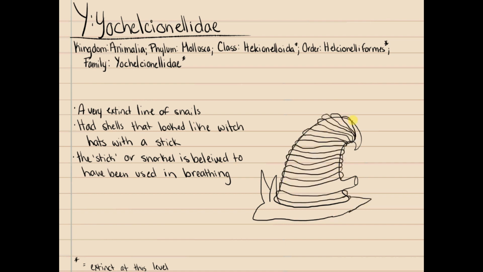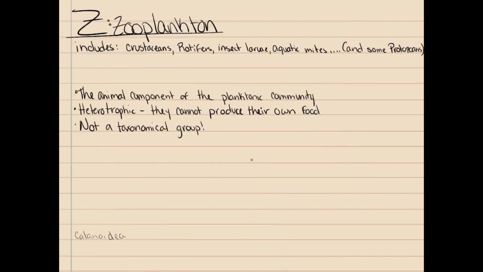Y is for Eochelcionellidae, an extinct group of snails whose shells look like little hats with snorkels poking out the side.